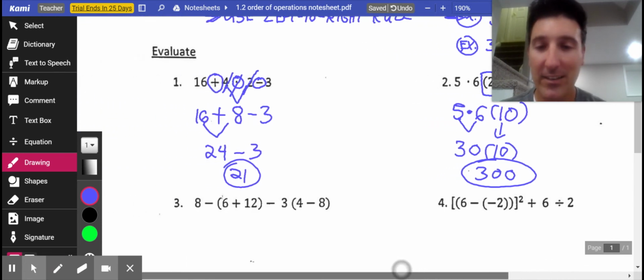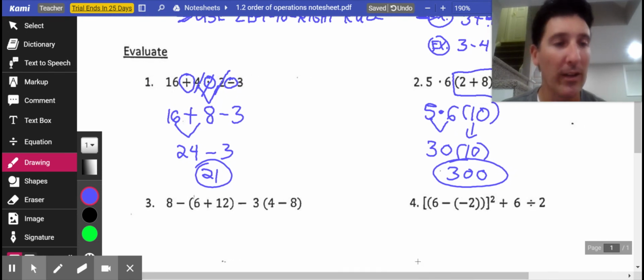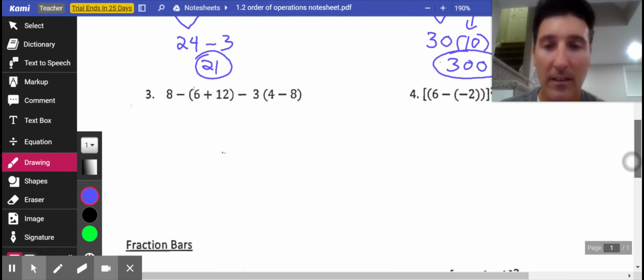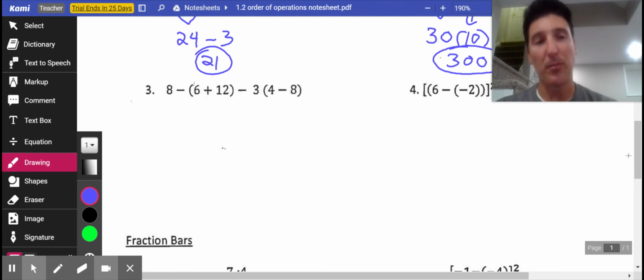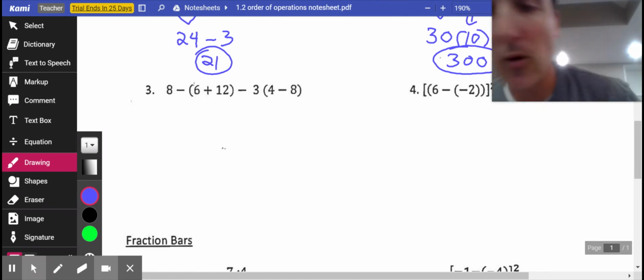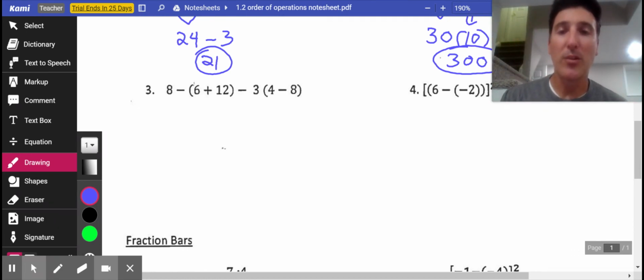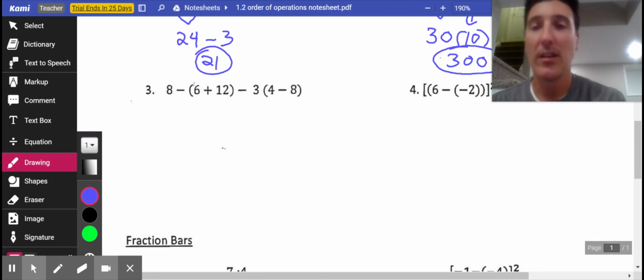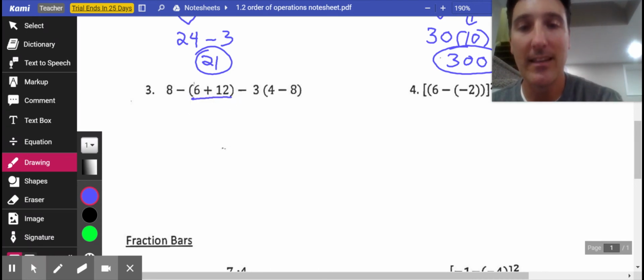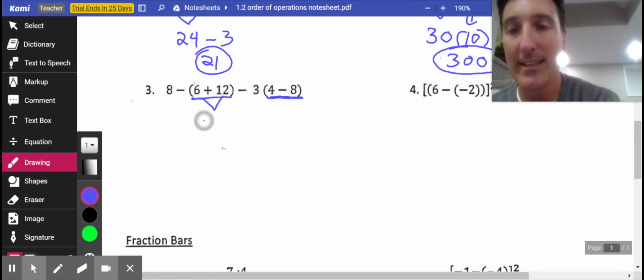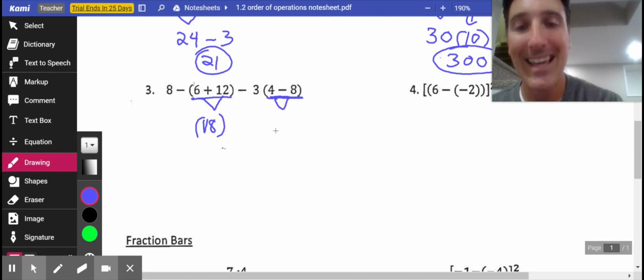All right, so let's see how you did with number 3. See if you got the right answer. Well, actually, you probably already know if you clicked on the question, but let's go over the work. Again, just like number 2, what stands out are the parentheses. This stands out, and this. So I'm going to take care of this first. So 6 plus 12 is 18. Okay, I'll leave it in parentheses. 4 minus 8 is -4, and that's in parentheses.